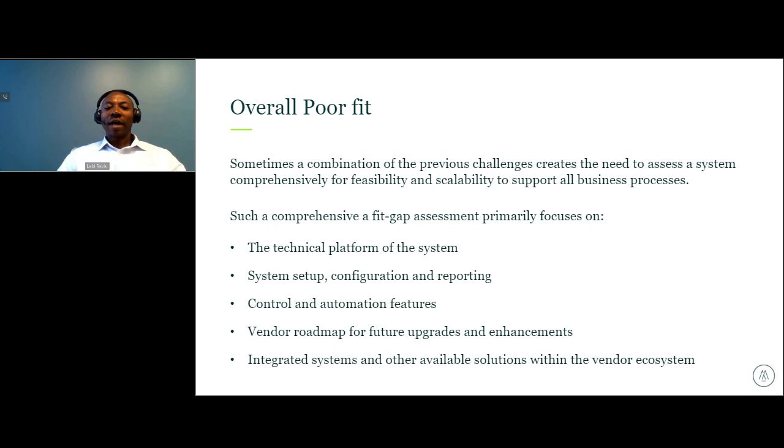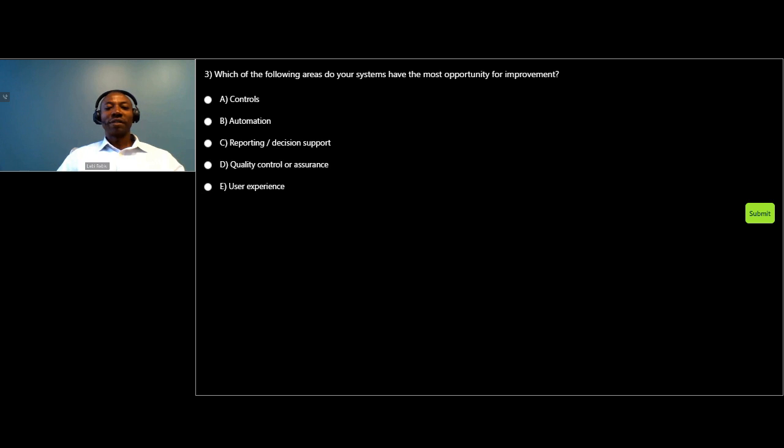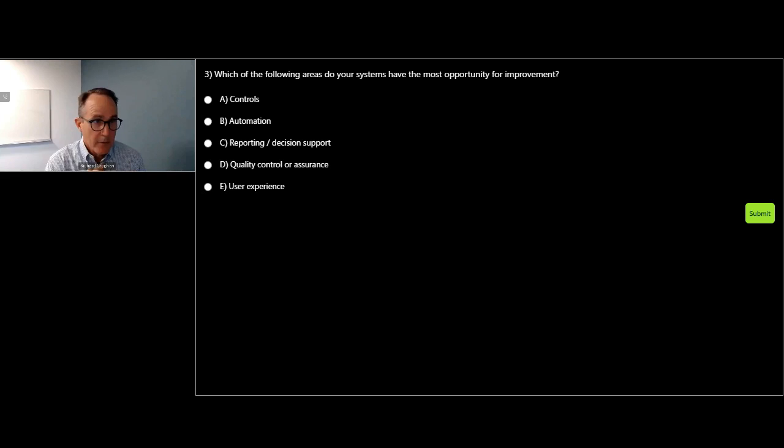I will now hand it off to Rich to take us through the next polling question. Thanks, Labi. All right, I think you know the drill here. So this is our third polling question. Which areas of your systems have the most opportunity for improvement? We have five options. Choose one. No one's being graded on this. Just choose one and make sure that you hit submit.